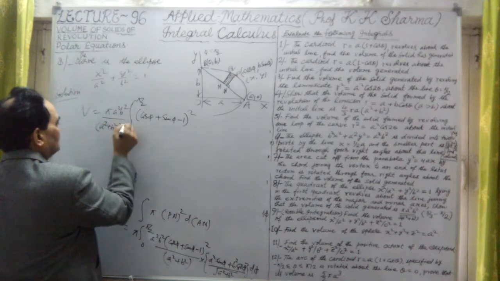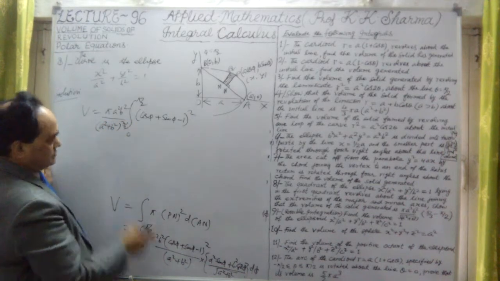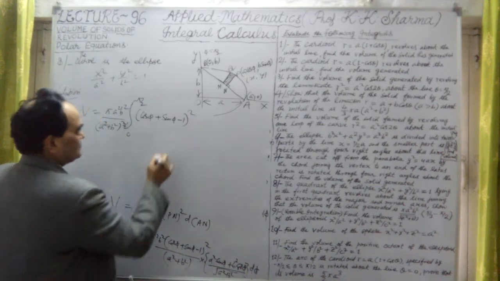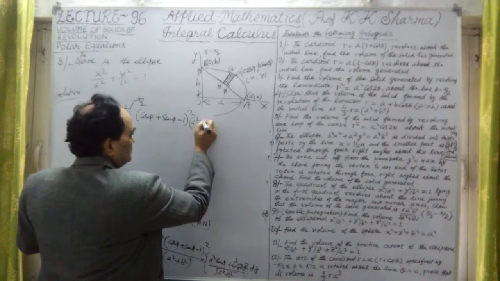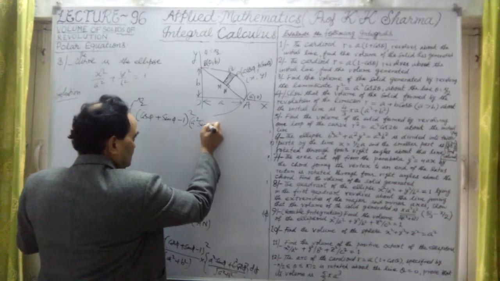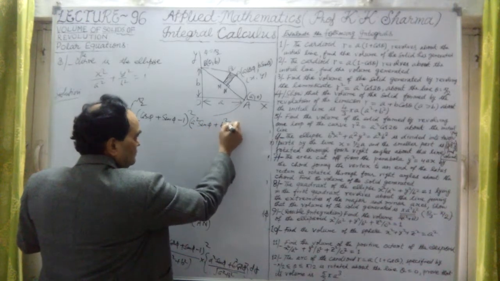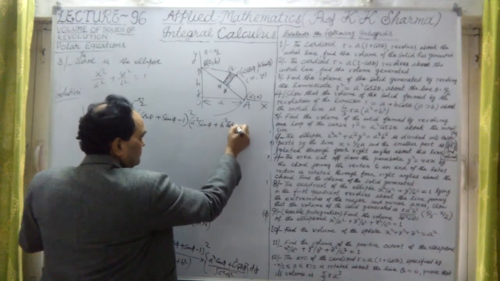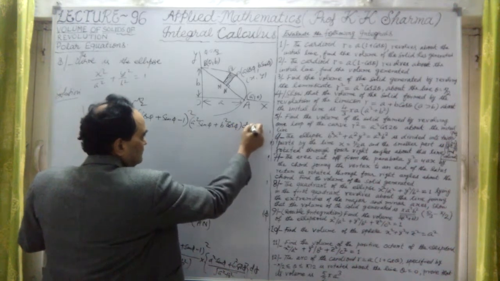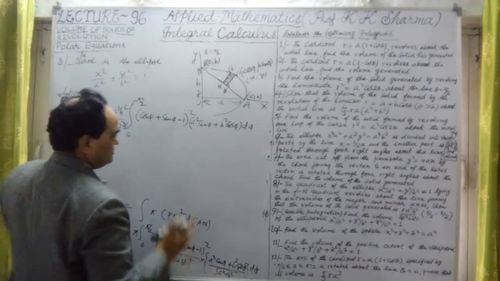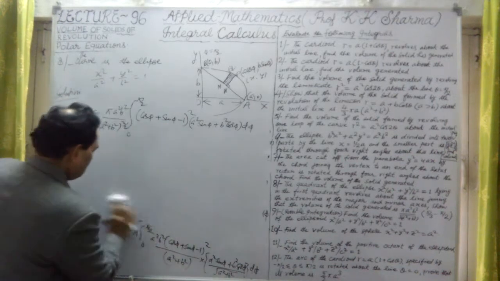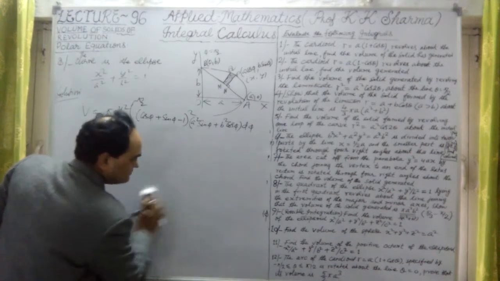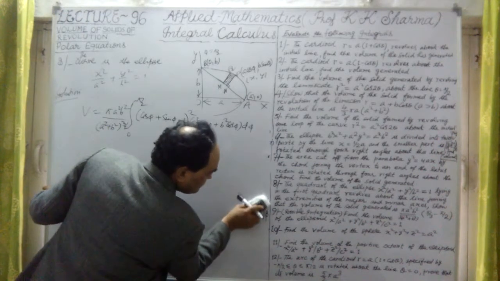Why? Because half plus 1, the power will be 3 by 2. This I have taken outside. Only now this is multiplied by a square into sine phi plus b square into cos phi, into d phi. This is the value left. We have to square this and multiply this. Now let me solve it so that the volume can then be calculated.